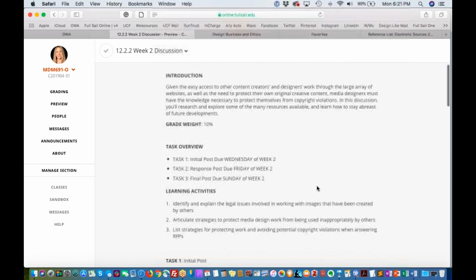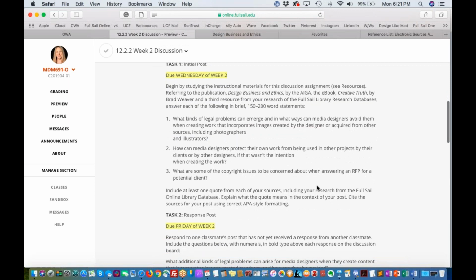But really what you're focusing on is exactly what we're asking. Look at these questions, read with intention, and thoroughly answer them, because you're talking about legal problems that could possibly trip you up in the future. Learning about these copyright issues can help protect your work. So you want to understand how to protect your work, how you're not stepping on other people's copyright by using their work, how to go about getting permission, and what some of the copyright issues are when answering an RFP.